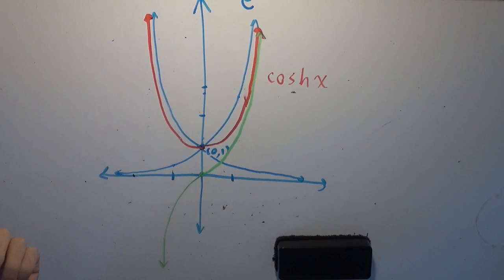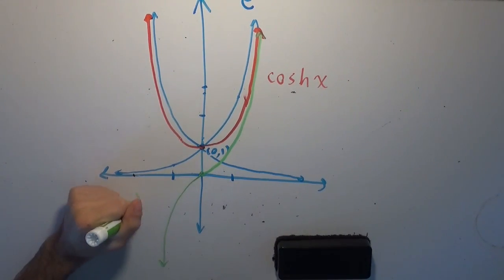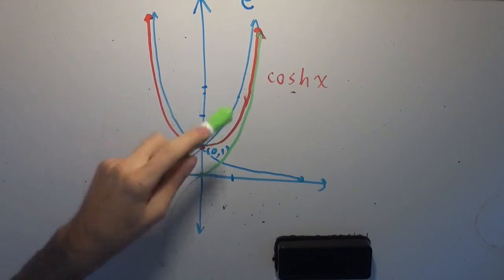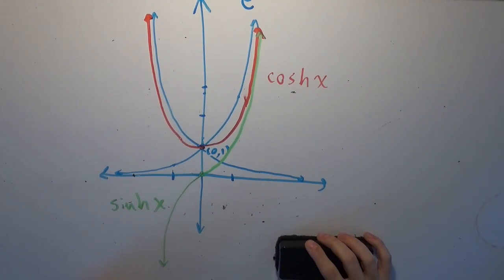I'd like to start constructing the other functions, so I'll just write that this is in fact the hyperbolic sine of x. So the green one is the hyperbolic sine, the red one is the hyperbolic cosine, and the blues are e to the x and e to the negative x. And so now I'm going to go through the reciprocals of these functions, the hyperbolic secant and hyperbolic cosecant.